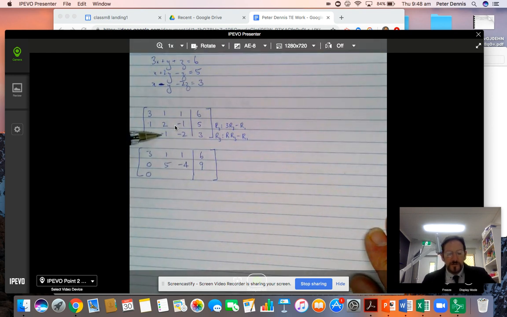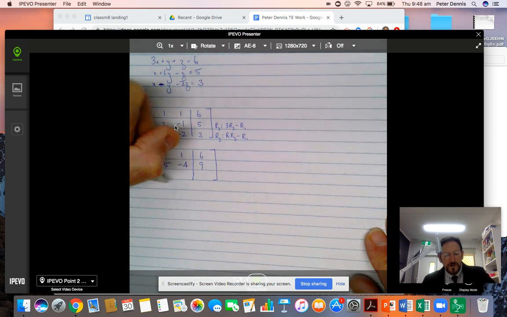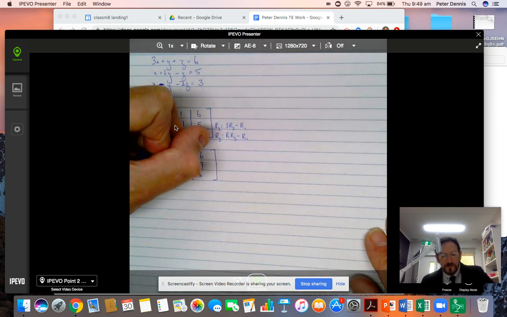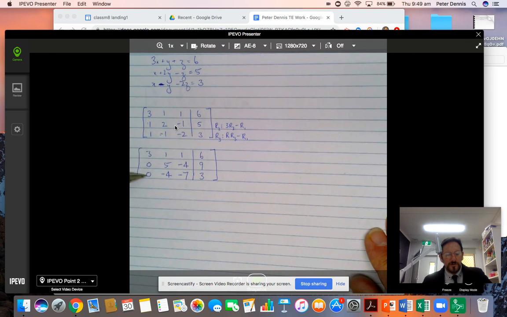3 lots of this is minus 3, minus another 1 is minus 4. 3 lots of this is minus 6, minus another 1 is minus 7. 3 lots of this is 9, minus 6 is 3. So that's the first step. We're trying to get rid of this.